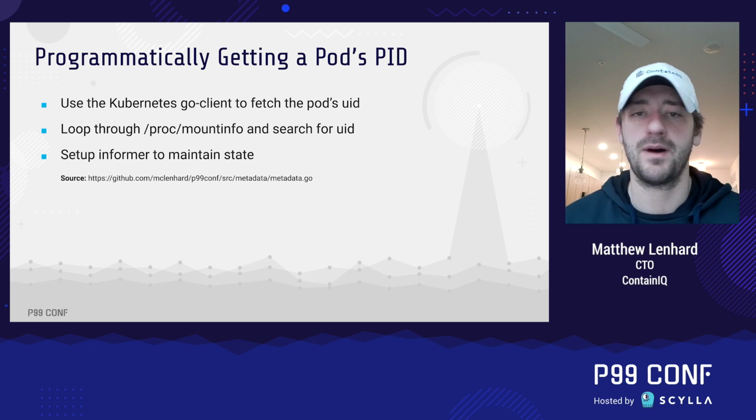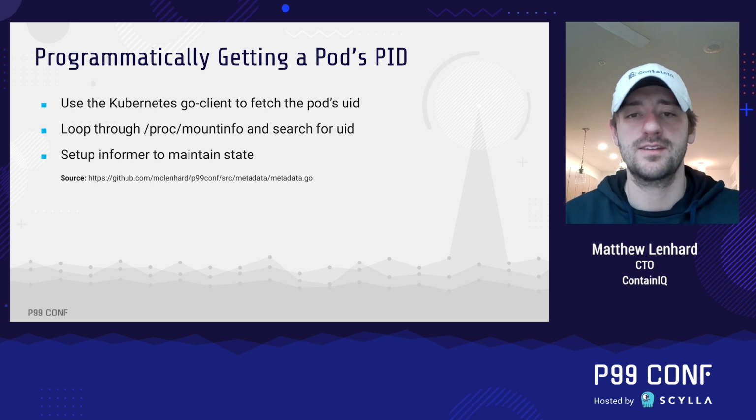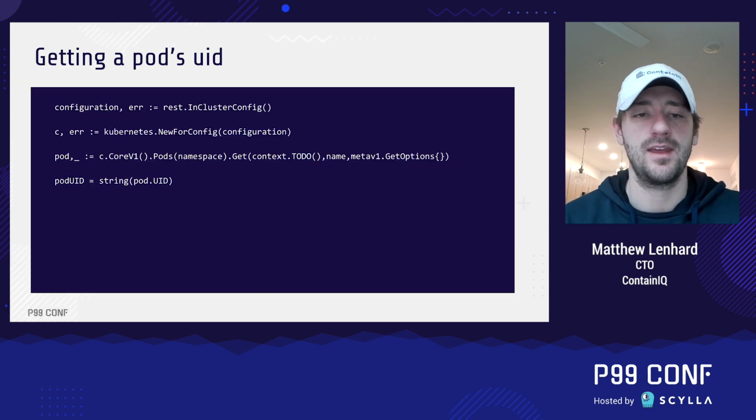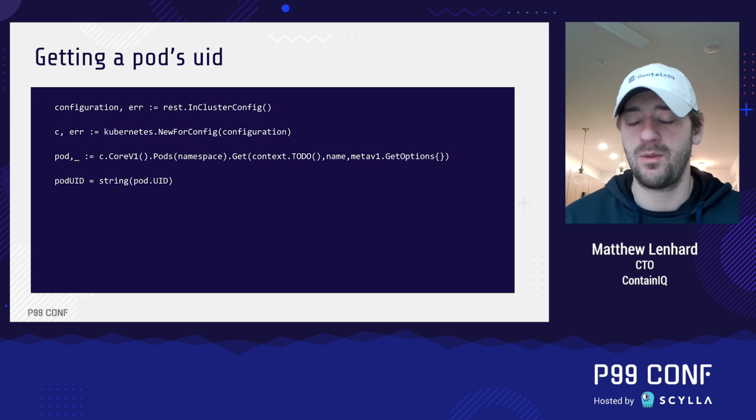So getting a pod UID is pretty easy. Set up the in-cluster config. We'll use the core v1 pods get function call to grab the actual pod itself. We'll pass in the name and the namespace. From there, we have the UID.